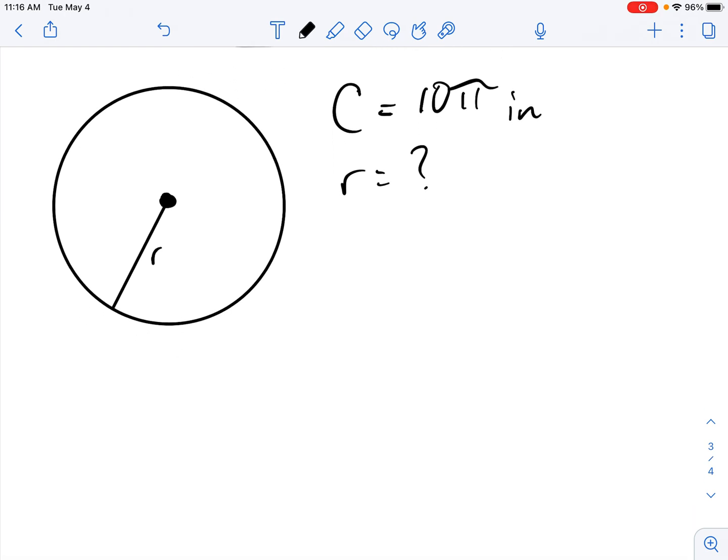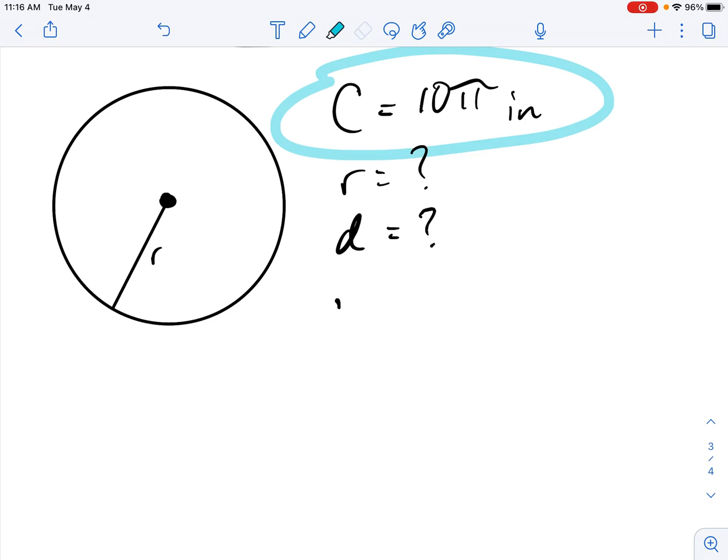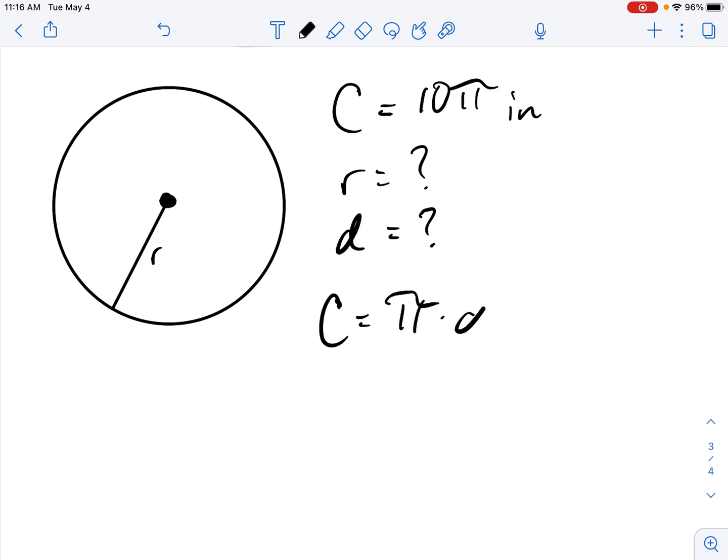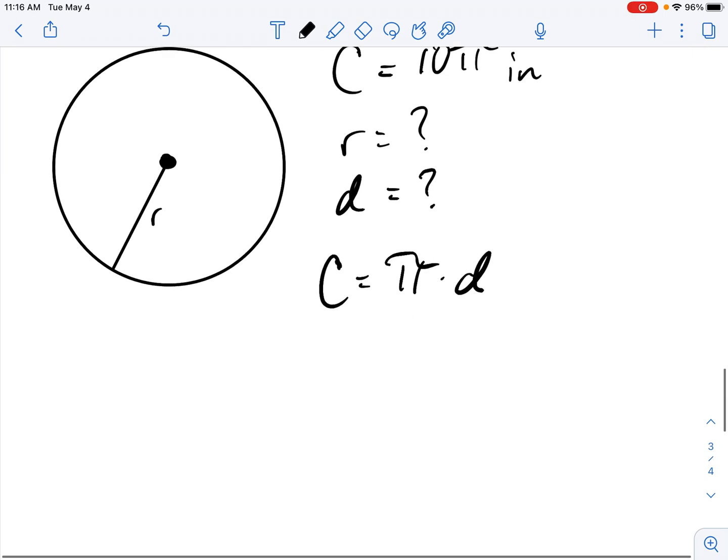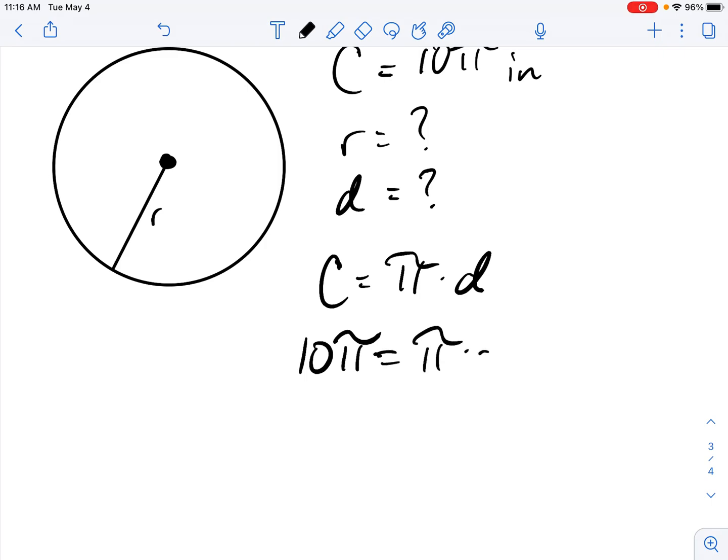Now here's the last type of problem I'm going to show you. Sometimes they'll tell you what their circumference is and ask you, hey, find the radius or find the diameter. So let's do radius equals question mark. Let's find both here. So circumference, we're being told, is 10 pi inches. So remember, circumference equals pi times diameter, right? So if the circumference is 10 times pi, that equals pi times diameter.